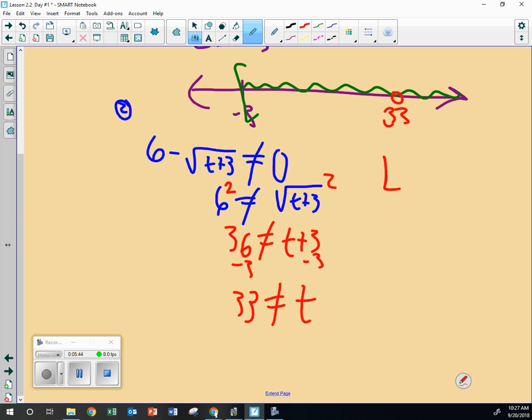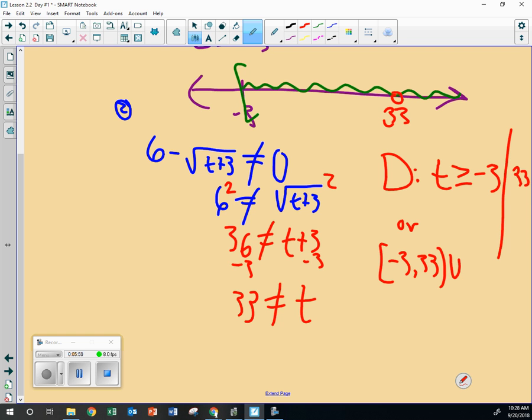So my domain is going to be t greater than or equal to negative 3, but we can't have 33. Or you could say negative 3 to 33 union 33 to infinity. Does that start to make a little more sense?